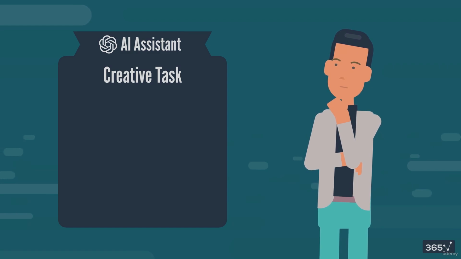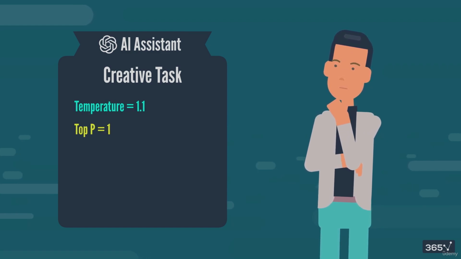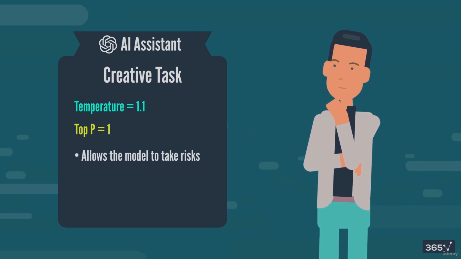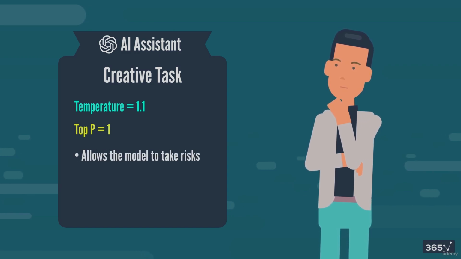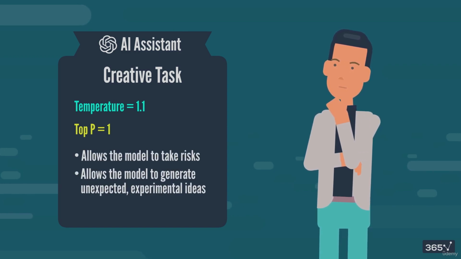To achieve this, we'll set the temperature a bit higher to 1.1 and top P to 1. This configuration allows the model to take risks and generate unexpected, experimental ideas. Of course, this means the output might be a bit wild at times, but that's often where true creativity begins.